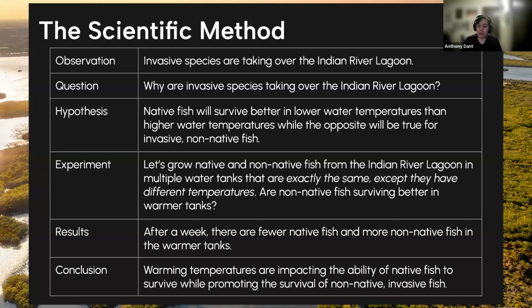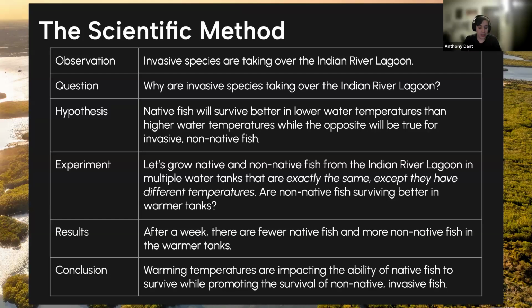From this experiment, we would hope to get results that will help answer this hypothesis. So after a week, there are fewer native fish and more non-native fish in the warmer tanks, thus coming up with an answer whether or not our hypothesis is true or falsifiable. And then having a conclusion, which essentially has us look at how warmer temperatures are impacting the ability of native fish to survive while promoting the survival of the non-native invasive fish.